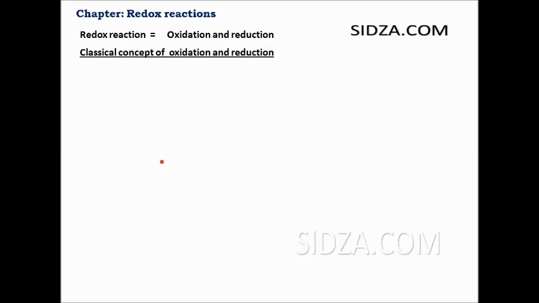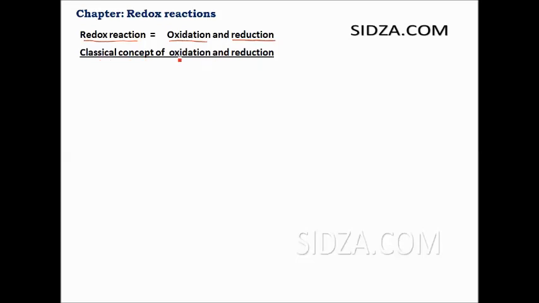Hi students, now let's learn about redox reactions. In a redox reaction, one substance gets oxidized and the other substance gets reduced. So a redox reaction is a reaction in which one compound is oxidized and another compound is reduced. But what do oxidation and reduction mean?